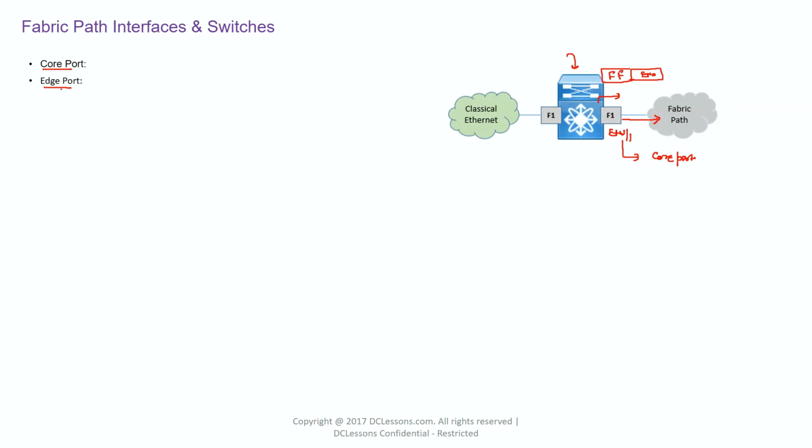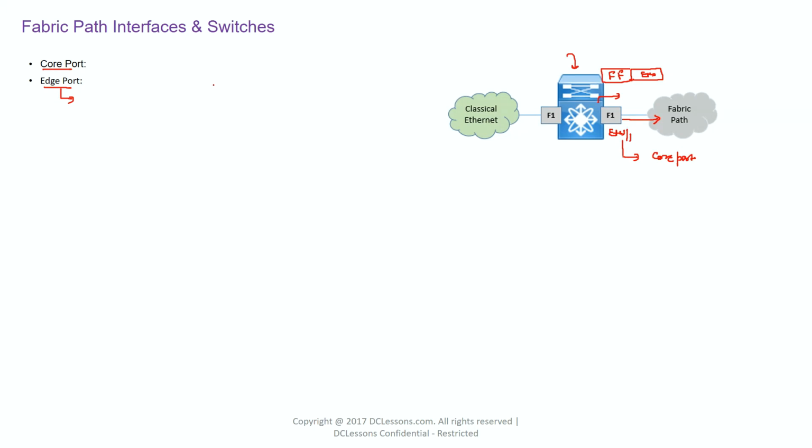And what is the edge port? Edge ports are those ports that are part of a classical Ethernet domain, and it is used to forward Ethernet frames, right? On this port, any classical Ethernet switch or host can be connected, and this port learns the MAC address. Those switches which have edge ports are called edge switches.